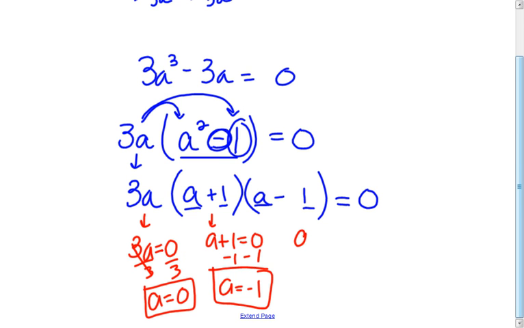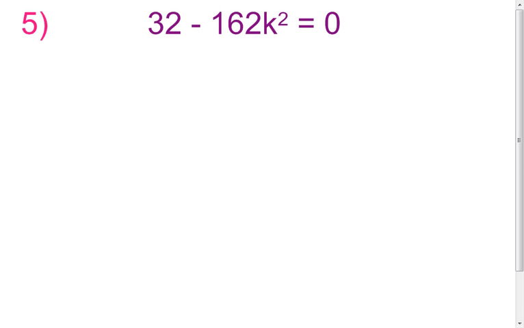And this parentheses, a minus 1 equals 0. Add 1 to both sides, and you'll get a equals 1. All right, this one already is set equal to 0, so the first step is done. It is not listed in descending order, but that's okay. We're going to leave it as it is. You'll see why in a minute.